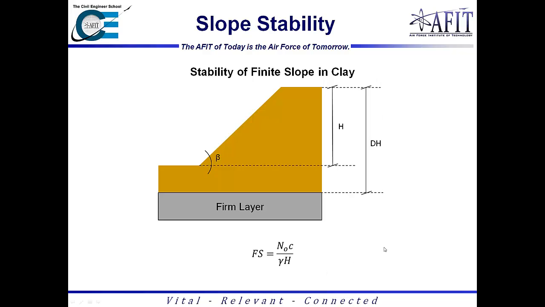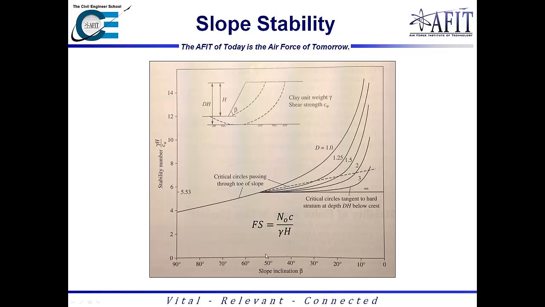So getting into the stability of finite slopes with clay. With this clay layer, we'll have a rotational failure. The rotation will follow this plane and come out over here, and it'll be a rotation about this toe point right there. The way we're going to look at this is the factor of safety is equal to the stability number times the cohesion divided by the unit weight times the height h. You may be asking yourself, what's the stability number? That's where we'll get into using this chart right here.